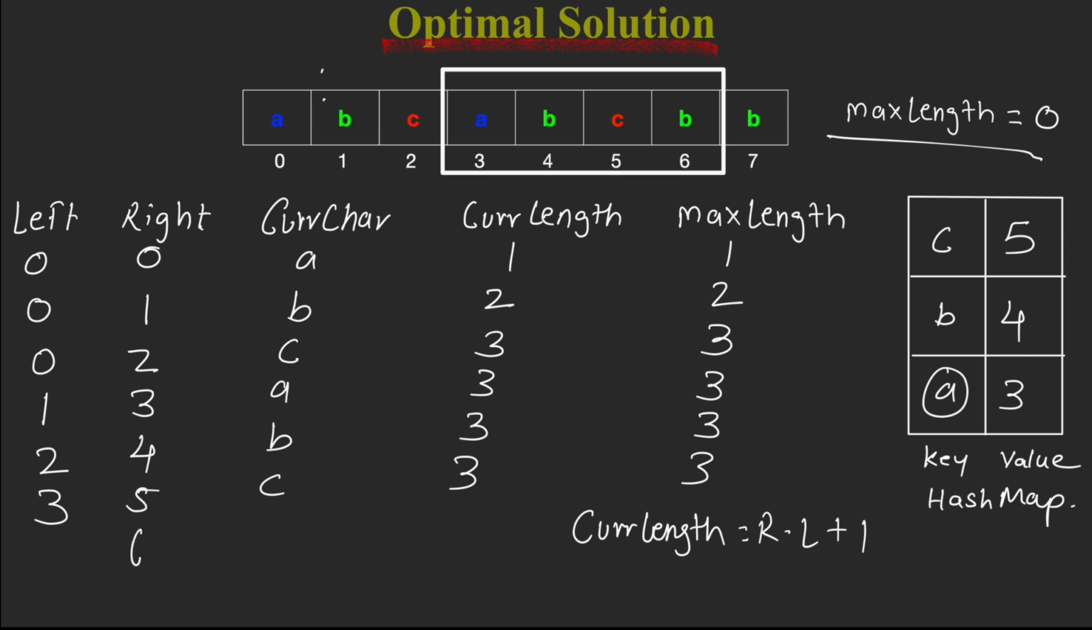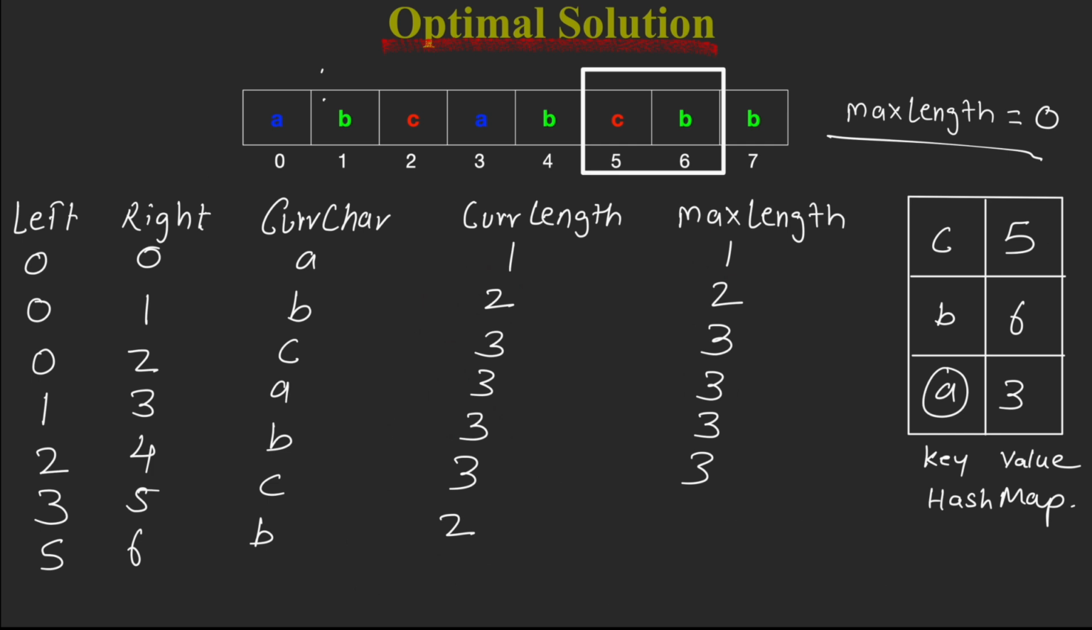Right is at index 6. Character is B. B repeats. Left moves to map.get of B plus 1, which is 4 plus 1 equal to 5. Window from index 5 to 6, which is CB. Valid. Update B's index in the map to 6. Current window CB. Length 2.